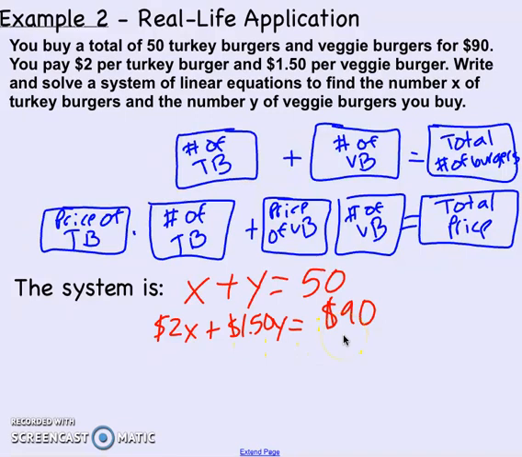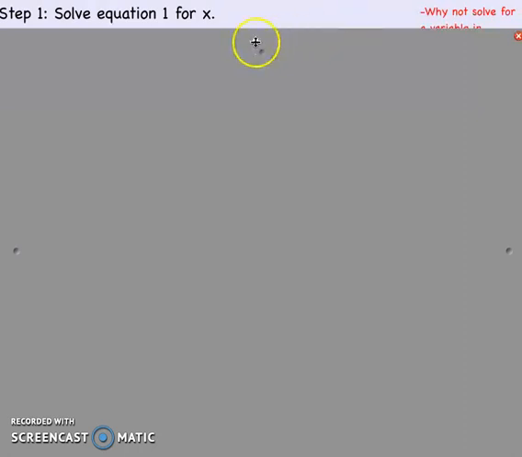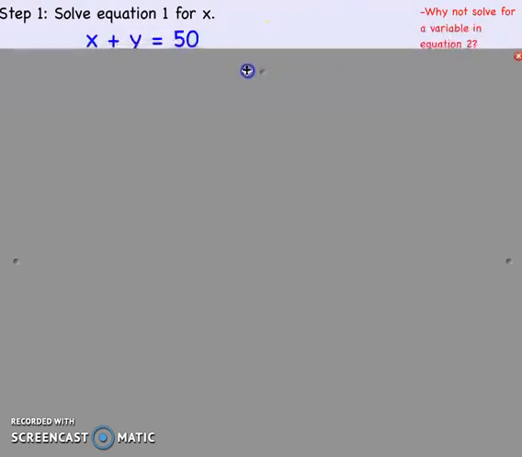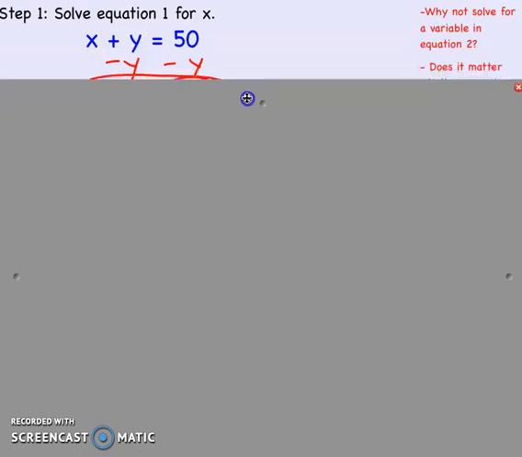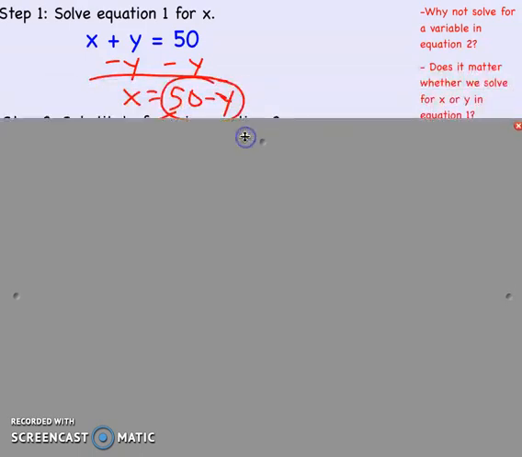Now that I have my system, I can go ahead and solve it. I'm going to use my substitution method again. Here, because I have coefficients of 1 in this first equation, it makes it easy to solve for either x or y to get it by itself to then substitute into the other equation. So I decided to go with equation 1 and I solved it for x. So I subtracted y on both sides and I got that x is equal to 50 minus y.